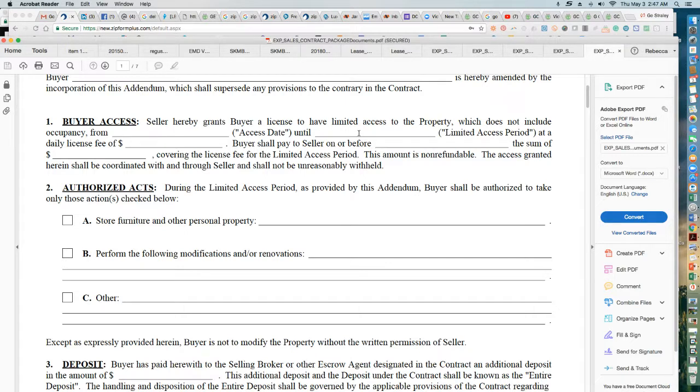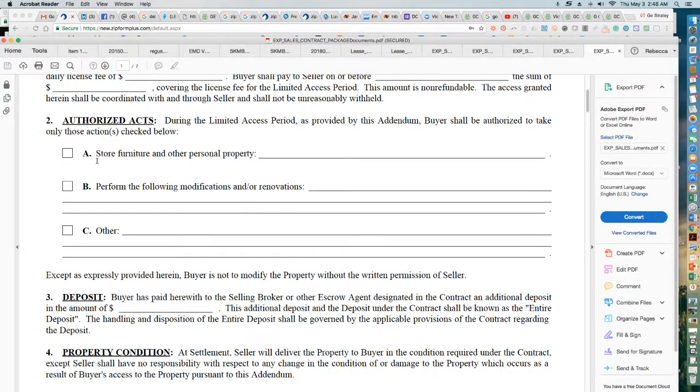It could just be that they need to move some furniture in there, and so maybe it's just one day, or maybe it's a week. And then is there going to be a license fee, a daily fee? And if so, put in that number. Buyer shall pay seller on or before settlement or some given day that's agreed upon the sum of, which covers the license period for the total amount a day. So this is daily, and this is the total amount.